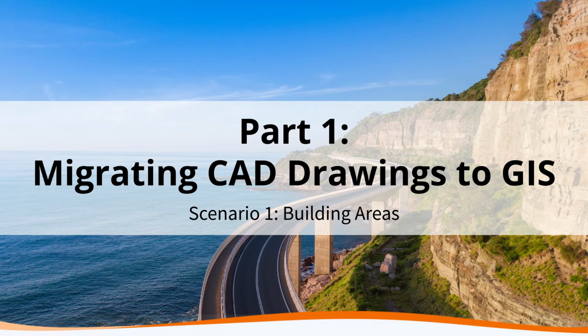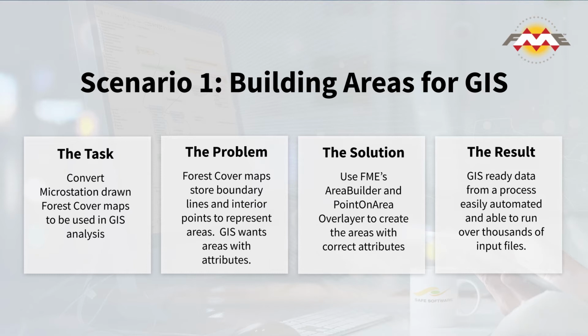So the first part of our talk is going from CAD to GIS, and we'll start off with the bread and butter original scenario of building areas from line work. So let's dig into this scenario. The task that we were given, and this actually was the first task that we were ever given at Safe back in '94, is to convert MicroStation drawings that are forest cover maps and bring them into GIS so we can do analysis. The problem is that the forest cover maps store boundaries as lines and interior points to represent the areas.